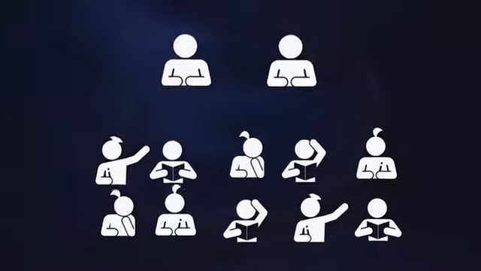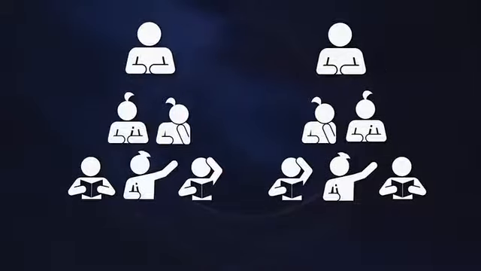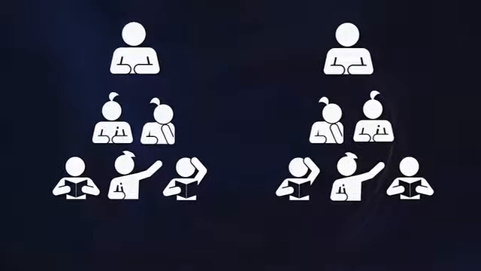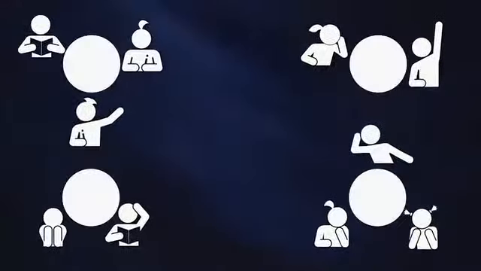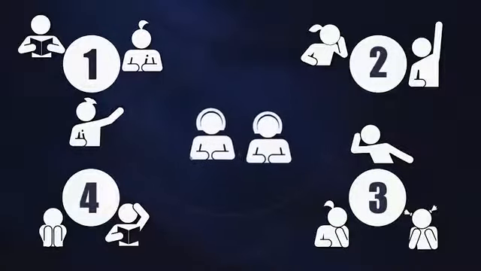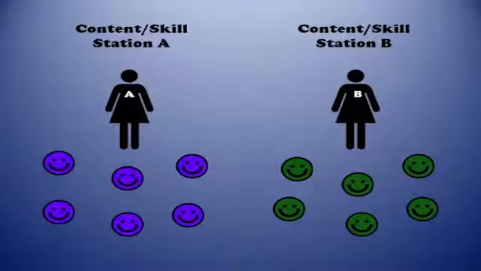The next one is parallel teaching. Both the teachers teach the same content simultaneously, dividing the class into two groups. The next one is station teaching, in which the content and students are divided. Each teacher teaches the content to one group and subsequently repeats the instruction for the other group.